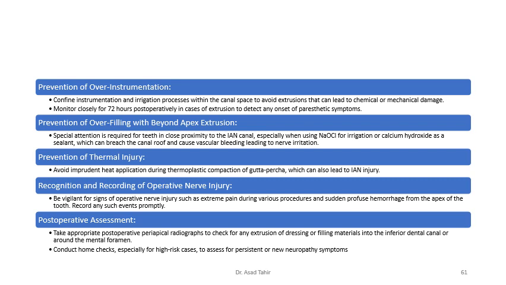Close monitoring for 72 hours postoperatively is crucial in cases where extrusion is apparent to detect any potential onset of paresthetic symptoms. Prevention of overfilling with beyond apex extrusion. Teeth close to the IAN canal require special attention during endodontic therapy, especially when using NaOCl for irrigation or calcium hydroxide as a sealant, as they can breach the canal roof and cause vascular bleeding resulting in nerve irritation. Prevention of thermal injury. Avoid imprudent heat application during thermoplastic compaction of gutta percha to prevent IAN injury.